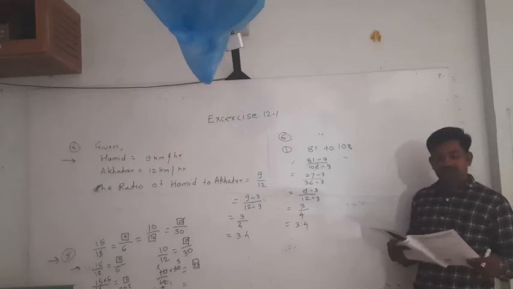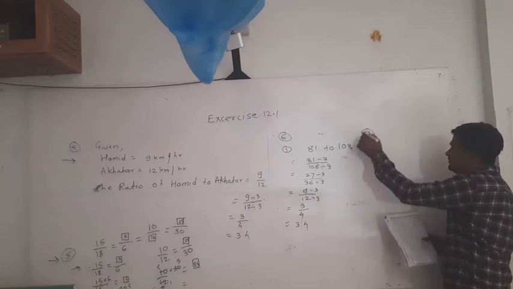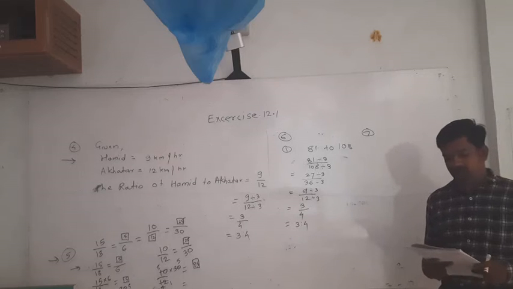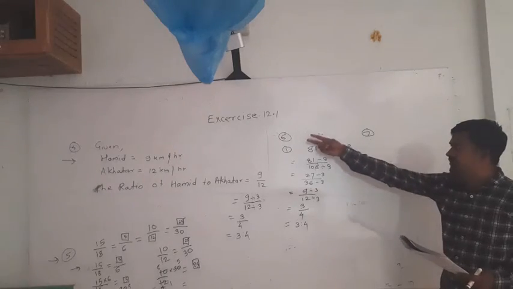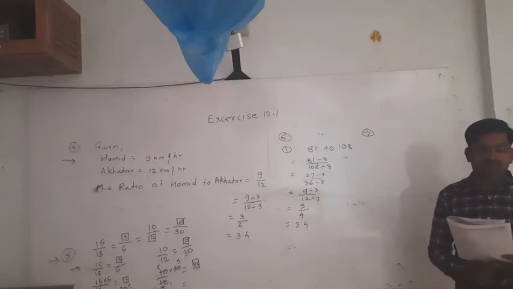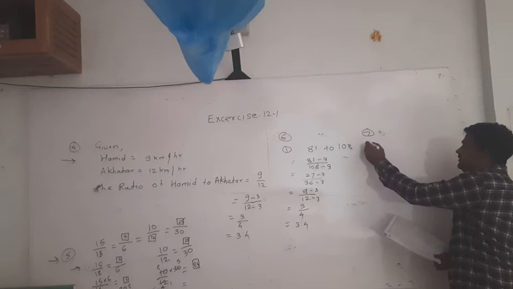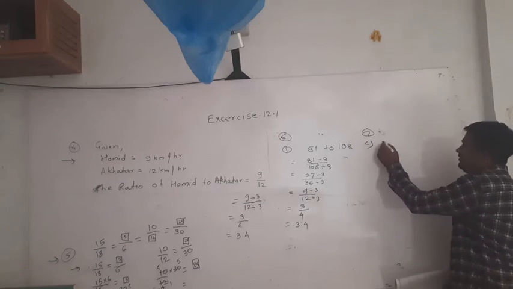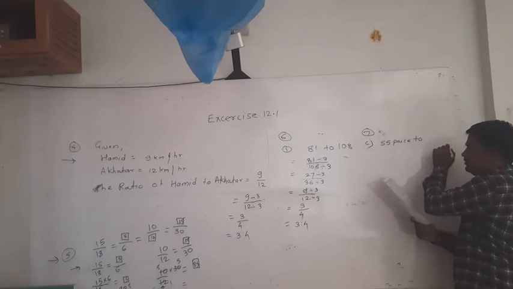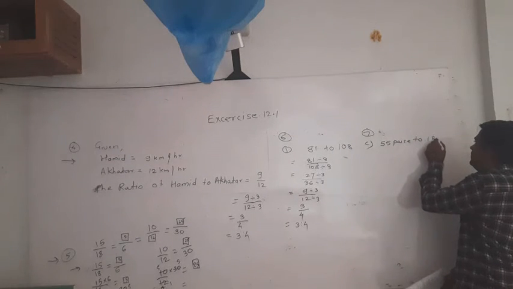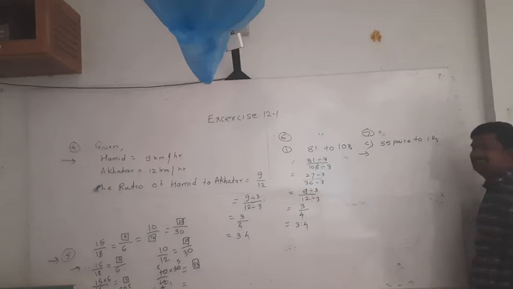All are very simple examples. Question number 7. Now your units are given different. Yesterday I told you that when you want to find the ratio, you want both units the same. I will take one example here, the C number, where the units are different. 55 paise to 1 rupee. Now both units are different, so first make them the same unit.